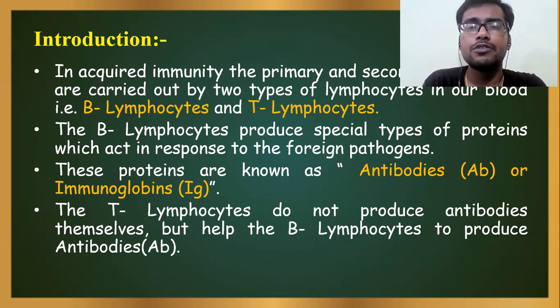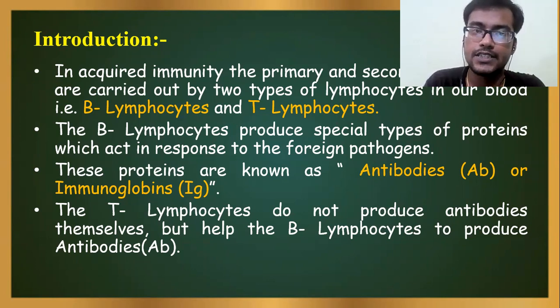secondary response. They produce two types of lymphocytes, that are B lymphocyte and T lymphocyte. The B lymphocyte produces a special type of protein against the pathogen. That protein is known as antibody or immunoglobulin. The T lymphocyte never forms the antibodies. It helps the synthesis of antibodies by helping the B lymphocyte, but it is never directly involved in the synthesis of antibodies.